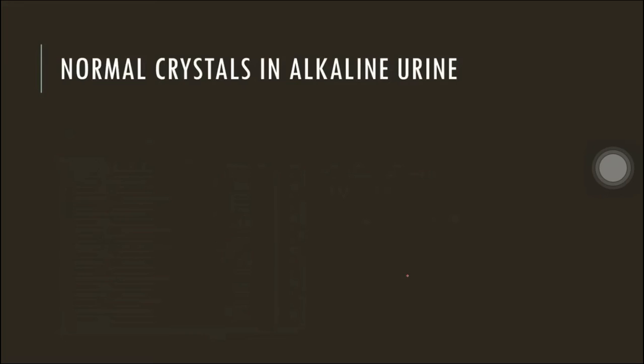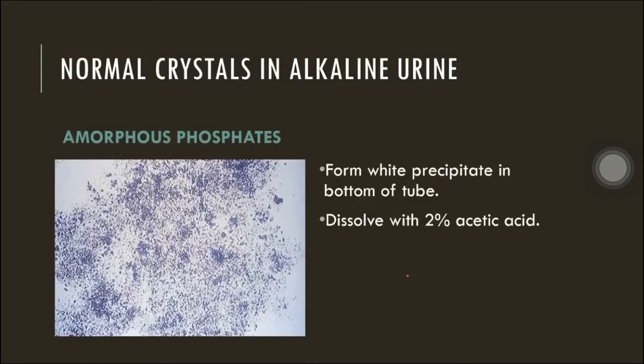Next, we have normal crystals in alkaline urine. Amorphous phosphates are similar in appearance under microscopic examination to amorphous urates, but there are two ways for you to differentiate amorphous phosphate and amorphous urate. Look at the macroscopic appearance of the crystal in the specimen. If the appearance is a white precipitate, then it is amorphous phosphate. If it is a pink precipitate, that's amorphous urate. Why pink again? Because of the presence of the pigment uroerythrin.